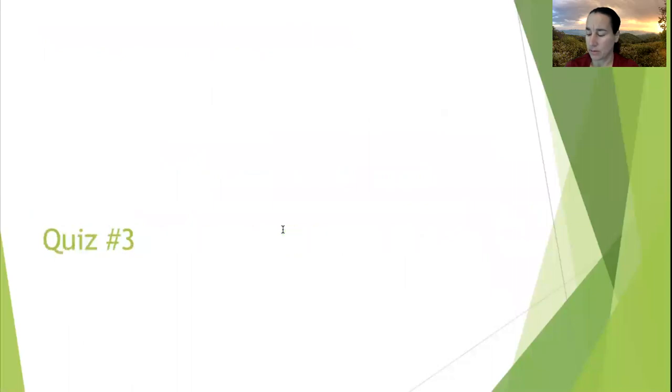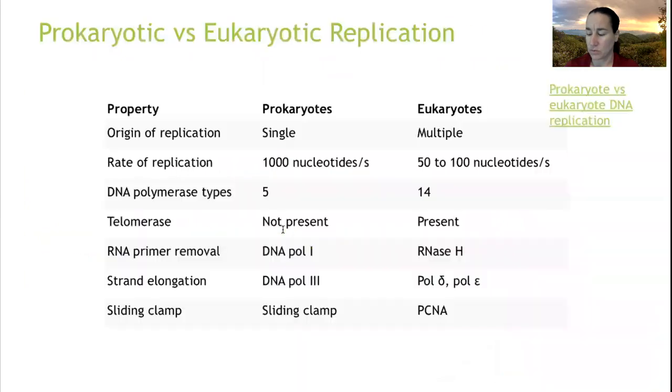We talked about that one of those was just the location of where DNA is, right? DNA in the prokaryotes is in the nucleoid, while DNA in the eukaryotes is inside of the membrane-bound nucleus. So DNA replication is happening in different areas of a cell.